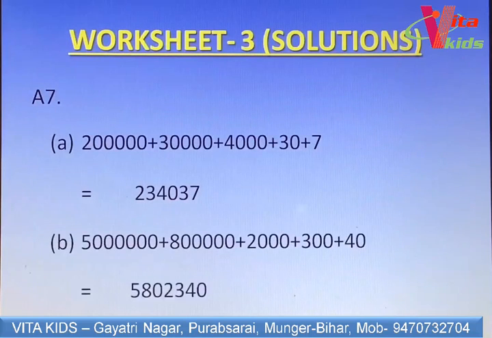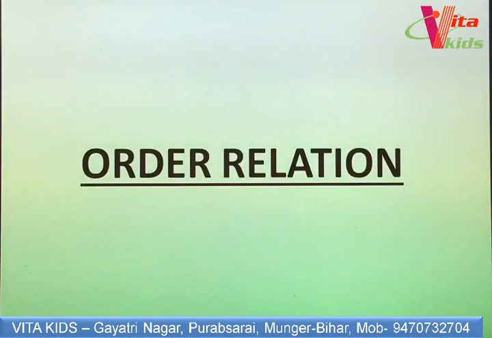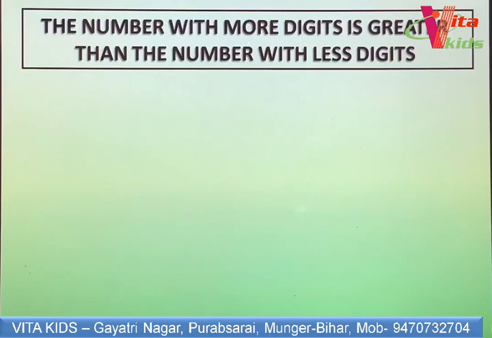The next one, a number will be 5802340. This brings us to the end of the solutions. Now let us study order relation. For this, you need to know 2 rules.